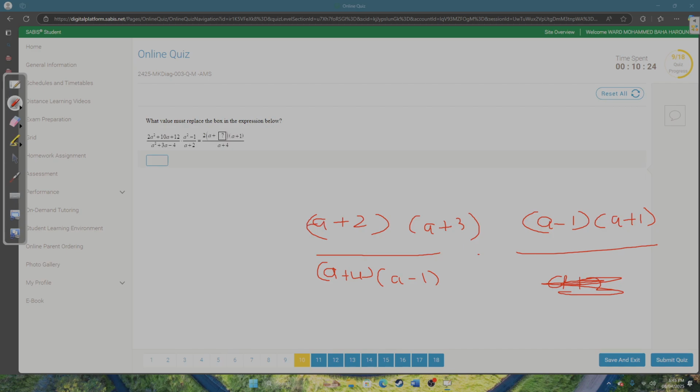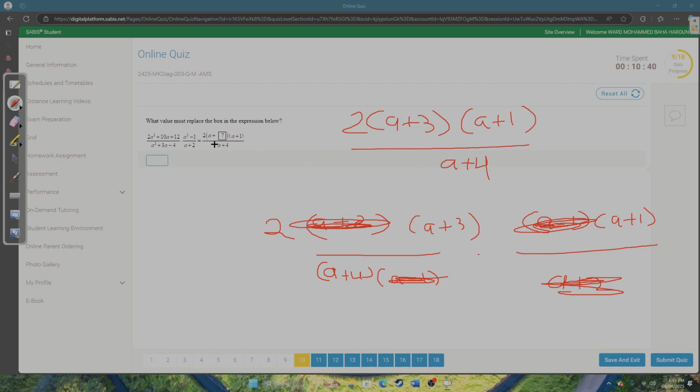You can simplify a plus 2 with a plus 2, a minus 1 with a minus 1. You're left with the 2 here from the GCF. You're left with 2a plus 3, a plus 1, over a plus 4. They gave you all of this. You're just asking for what this one is, and it's obviously 3.